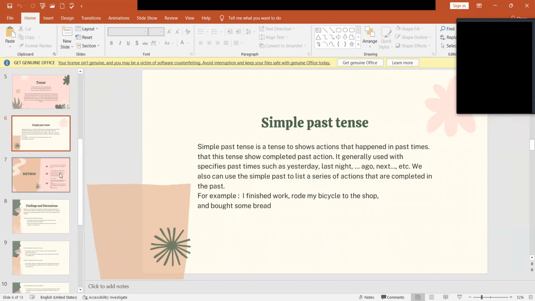Simple past tense. Simple past tense is a tense to show an action that happened in past time. This tense shows a completed past action, and it is generally used with specific past time words such as yesterday, last night, ago, etc. We can also use the simple past to list a series of actions that are completed in the past. For example, I finished work, rode my bicycle to the shop, and bought some bread.